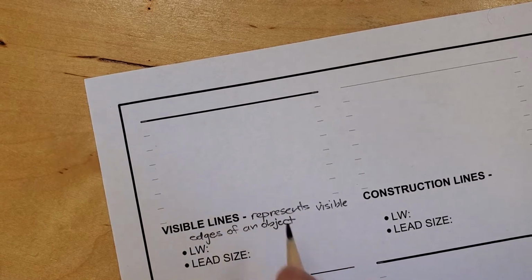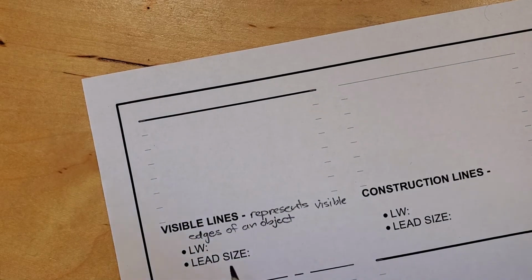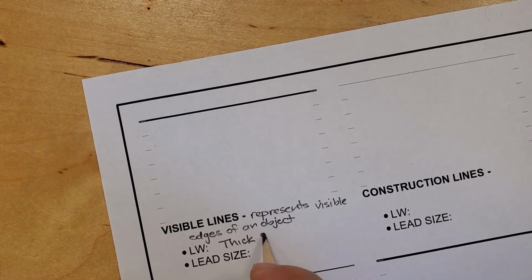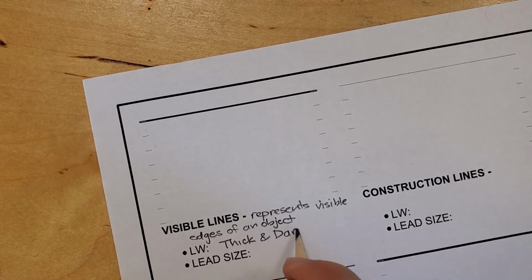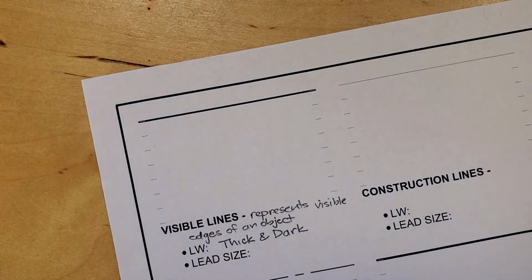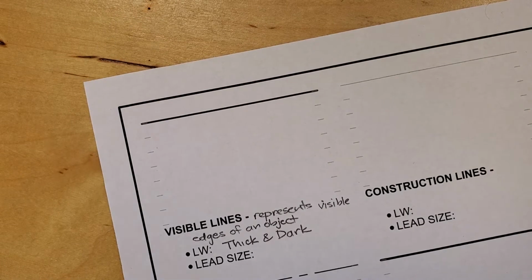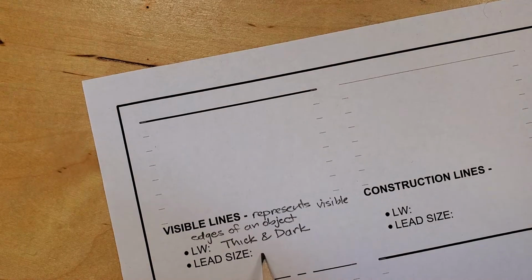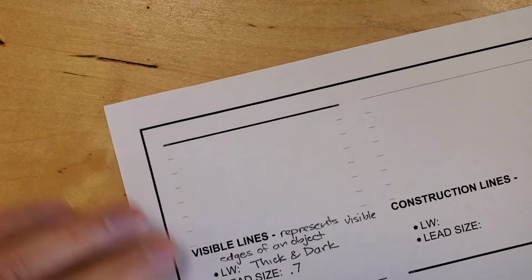If you look at the line, every line that we'll create has a line weight, and the line weight for a visible line is thick and dark. If you think about your mechanical pencils, they usually are created with lead sizes of 0.5, 0.7, and 0.9. This is considered a 0.7. All right, let's go ahead and create these.